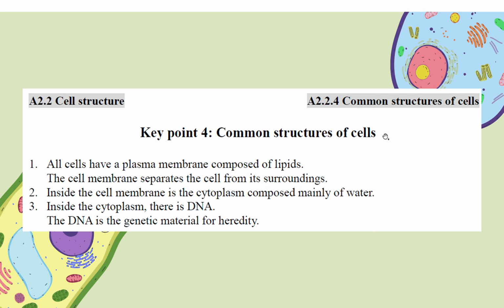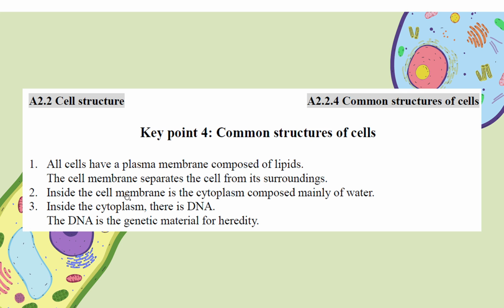Common structure of cells. We go to the details. There is a common structure for every kind of cell: prokaryotic, eukaryotic, single cell, multiple cells. All cells have a plasma membrane. Remember, you have to separate the inner environment from the outside environment, right? The cell membrane separates the cell from the surroundings.